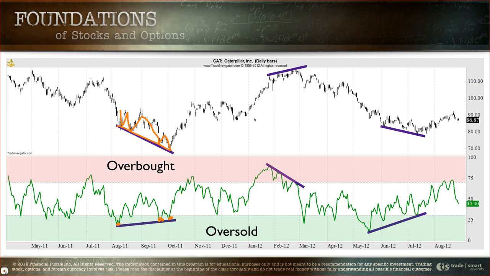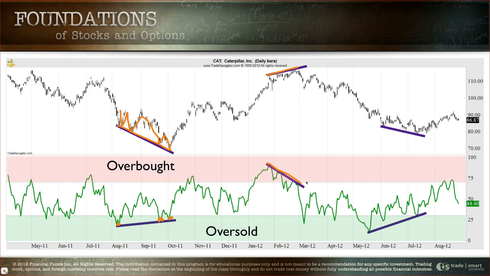Now let's come over here to this next one, the one that happened between January and March. In this case, we've got higher highs in the stock and lower highs in the oscillator. You see that? Higher highs in the stock, lower highs in the oscillator. This means that the oscillator is diverging. It's going in the opposite direction from the stock.